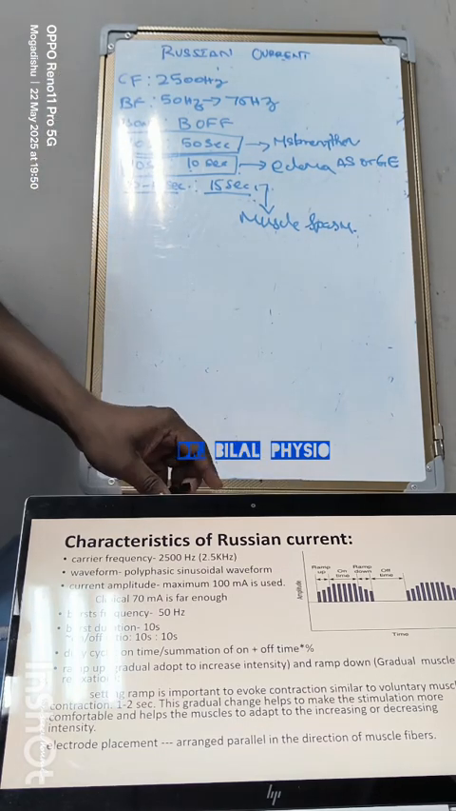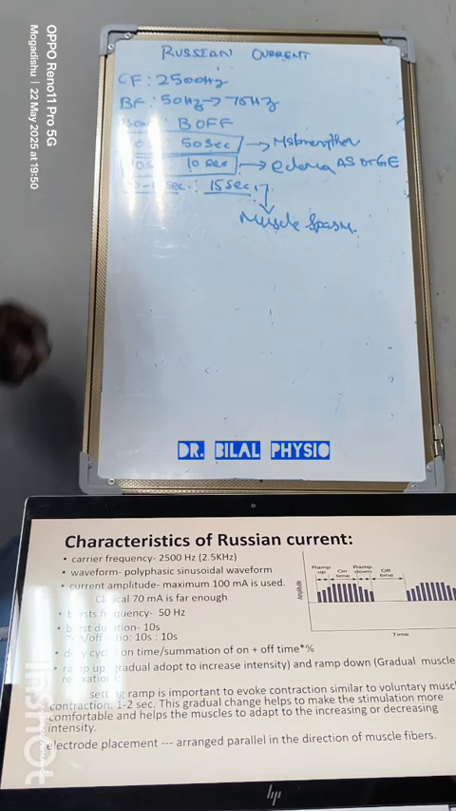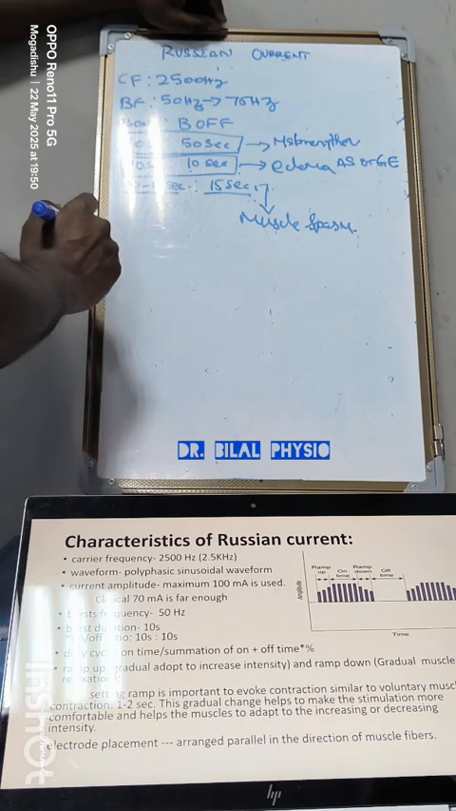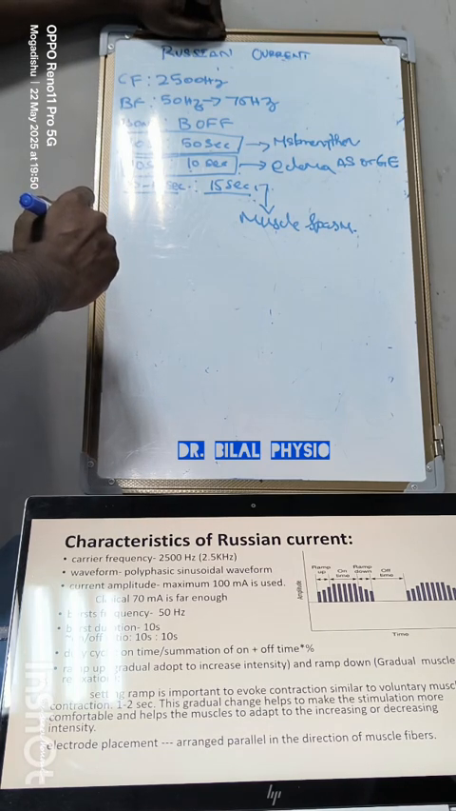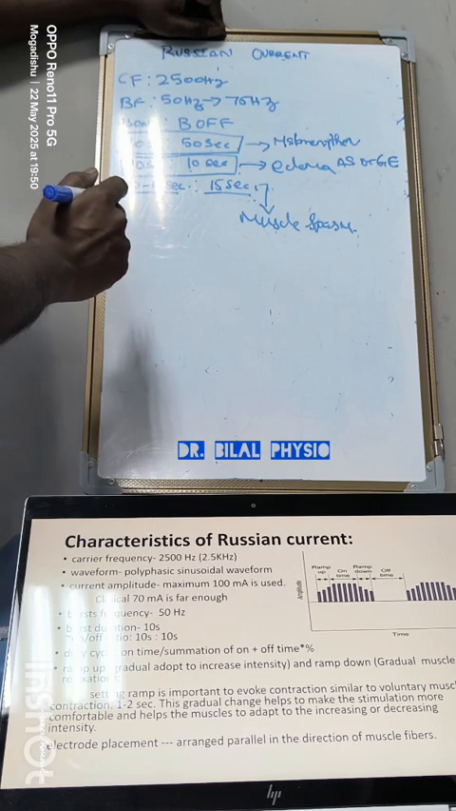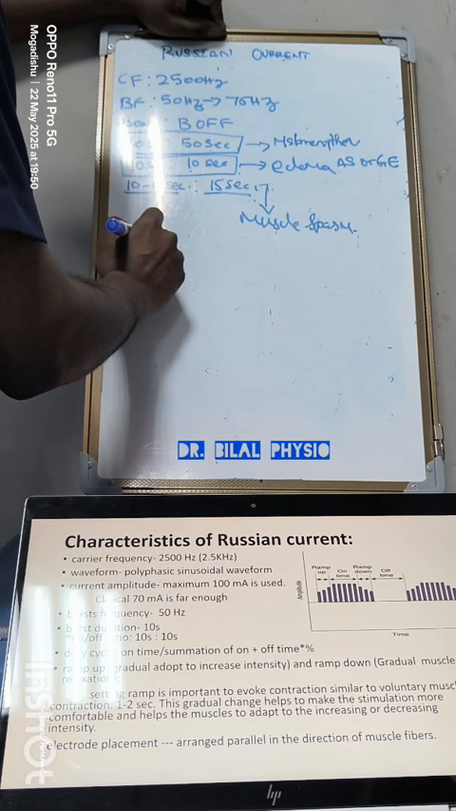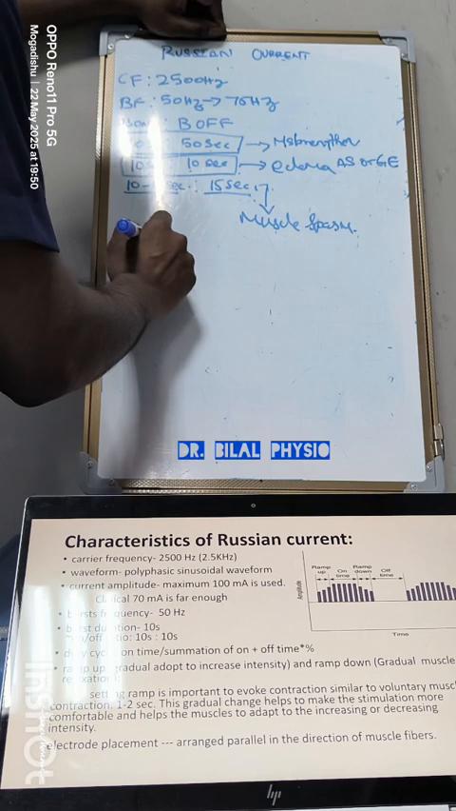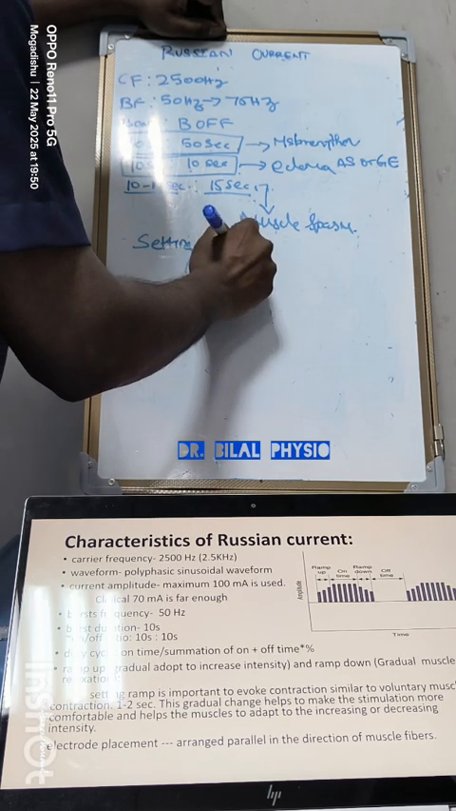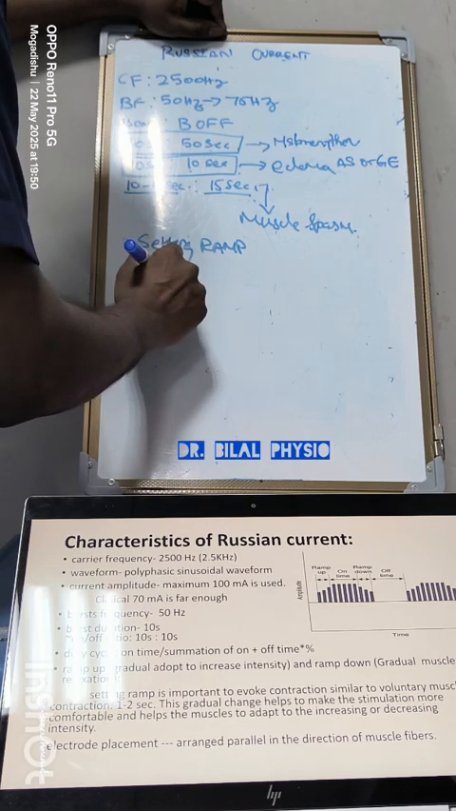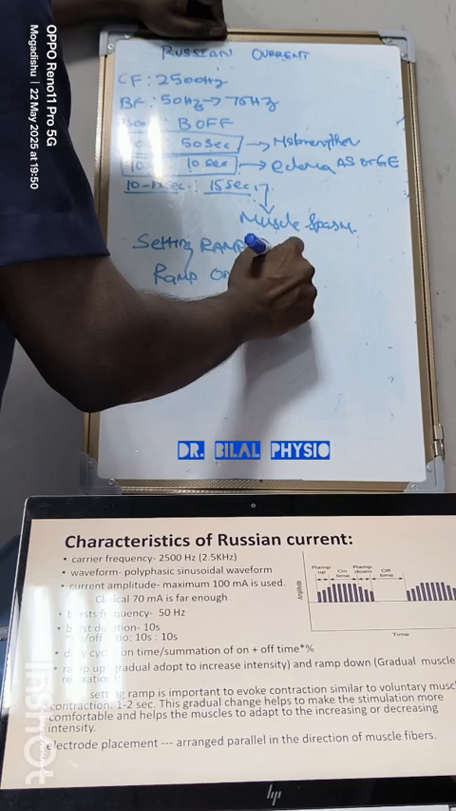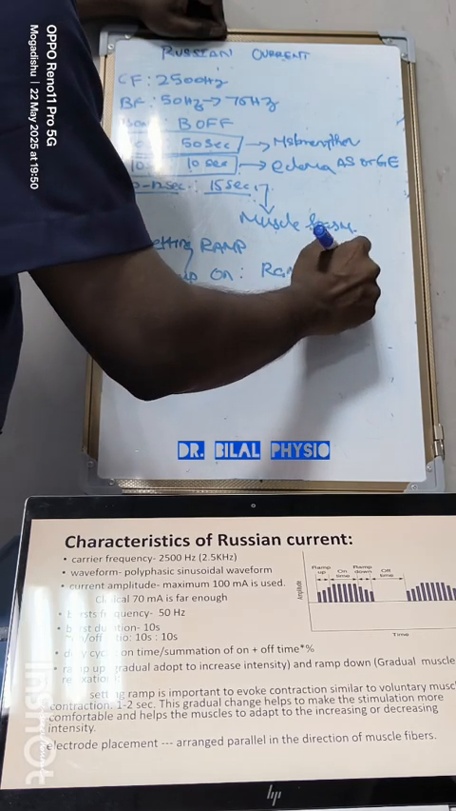And it has another characteristic, the ramp. In modern equipment, the ramp setup is not available, but 20 to 25 years ago, the equipment had a setup called a ramp. It is nothing but setting a ramp on and ramp off time.